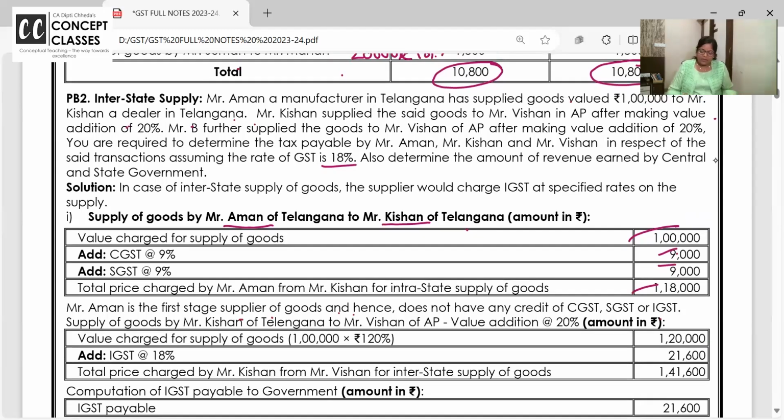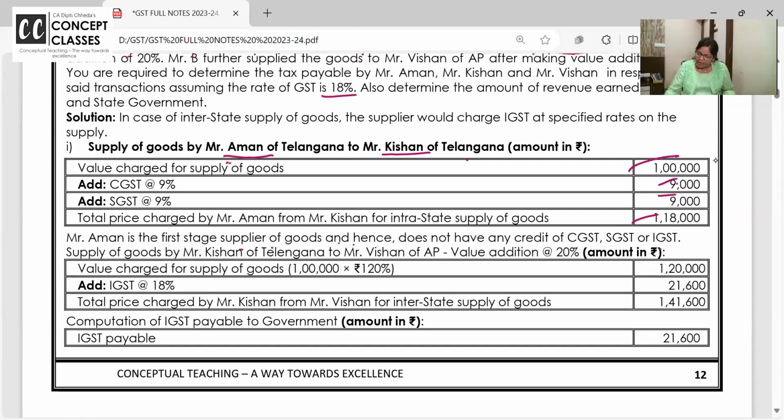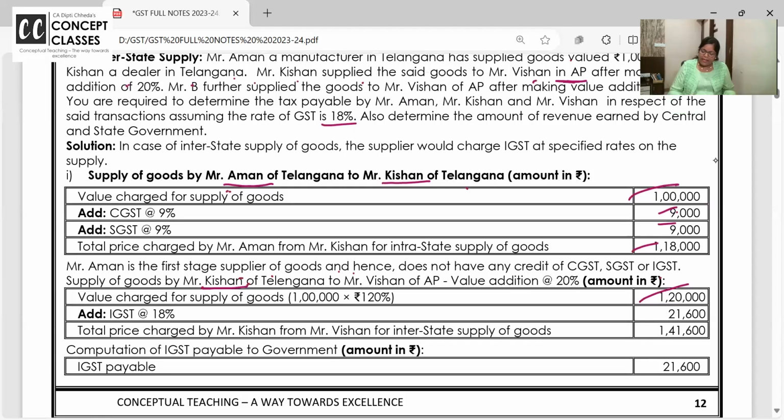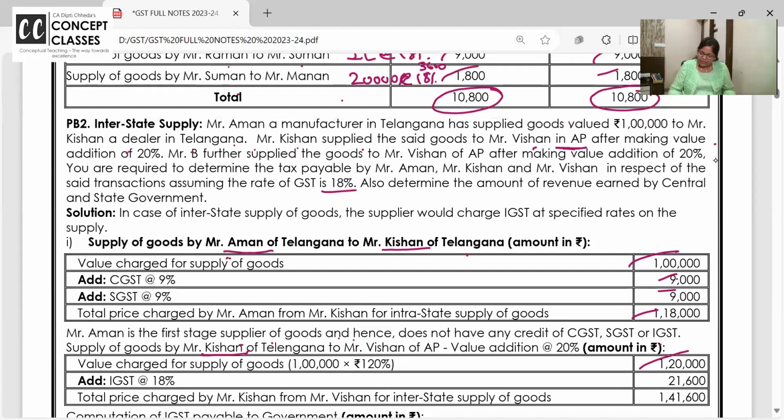Okay, right. Someone was asking yesterday, if A is a manufacturer, maybe if he has paid some tax, he can take the credit. Now, A has sold to K. K has sold to V. In AP, state change ho gaya. You all know Telangana and Andhra Pradesh are separate now. After making a value addition of 20%. So 1 lakh goods, 1,20,000. K has sold it to Mr. V.